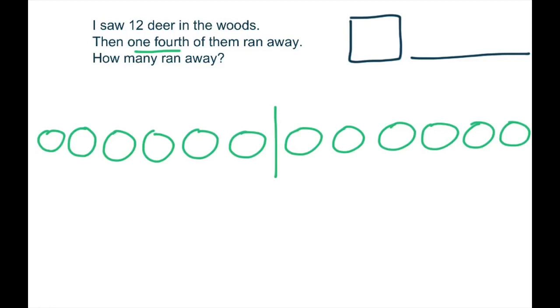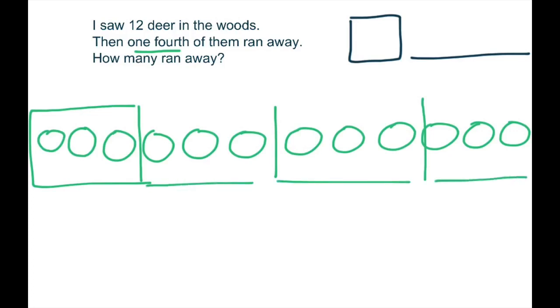Now I need to split each side up in half again. So half of 6 is 3 and 3 and 3 and 3. So one piece of my 4 groups, 1, 2, 3, 4 groups, this one piece, how many deer are in that group? 3, right. So 3 deer ran away.